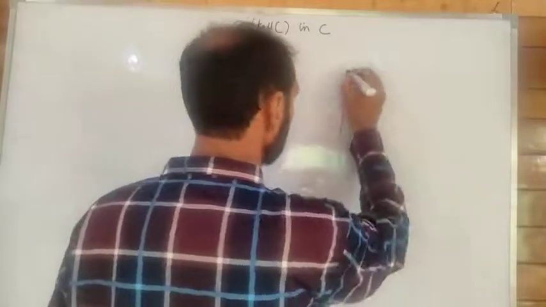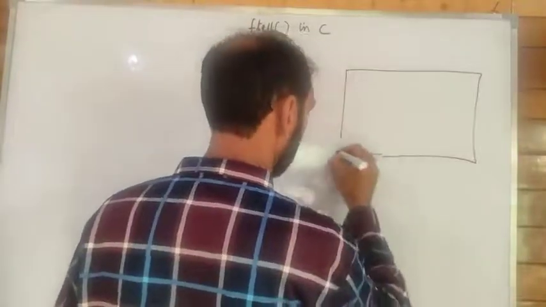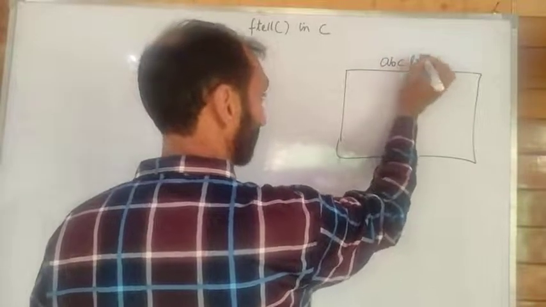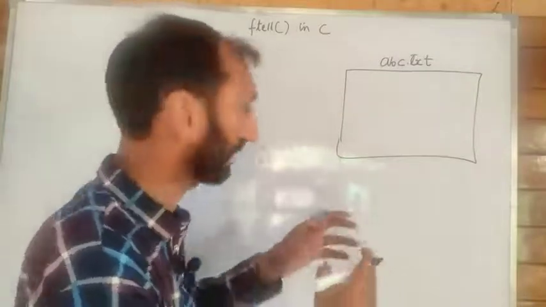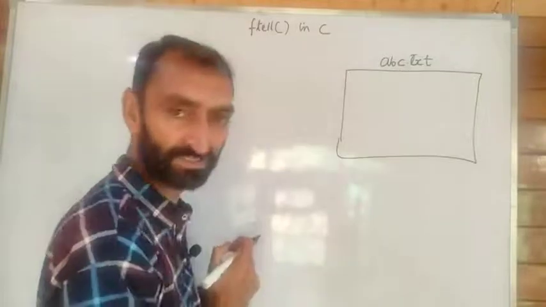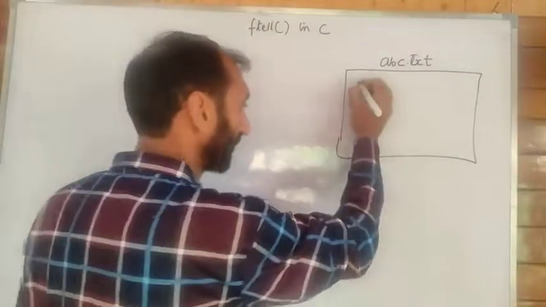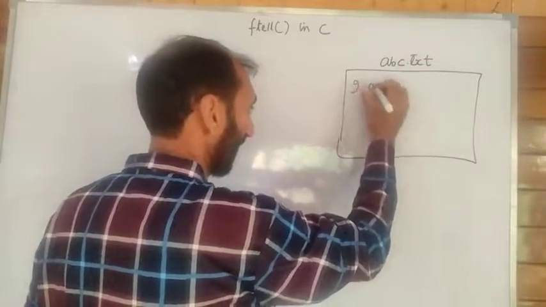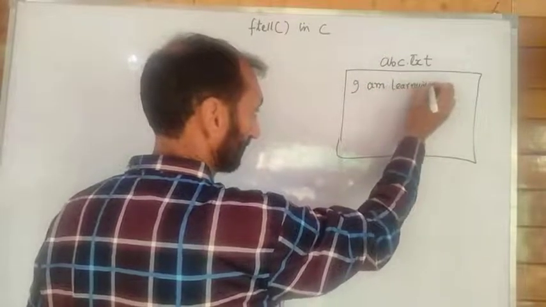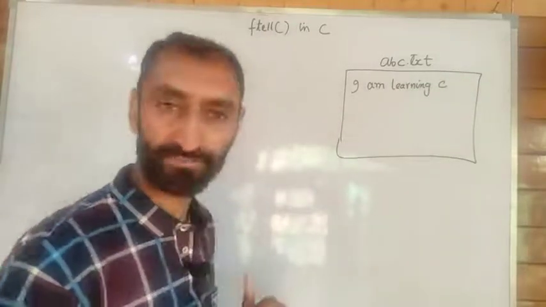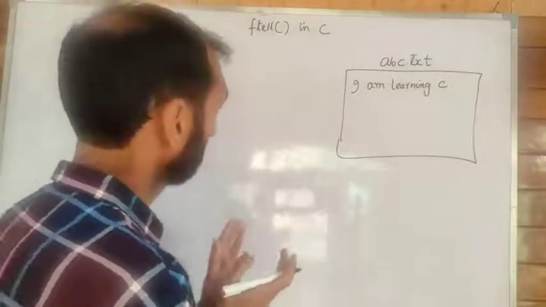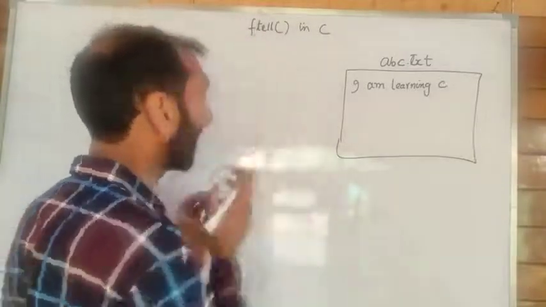if we have a file in our hard disk or in our PC, and the name of this file is abc.txt, and the contents of this file are, for example, suppose, "I am learning C." These are the contents of this file. Now, the question is, what does ftell tell?